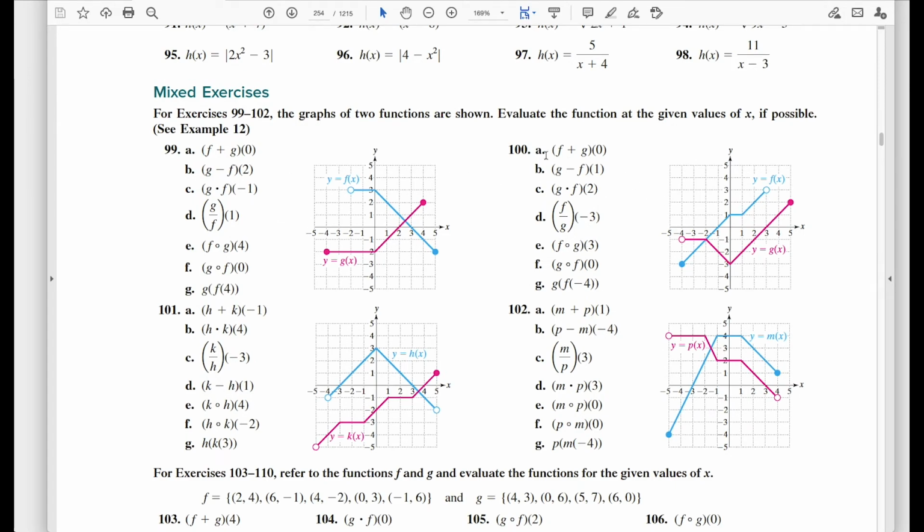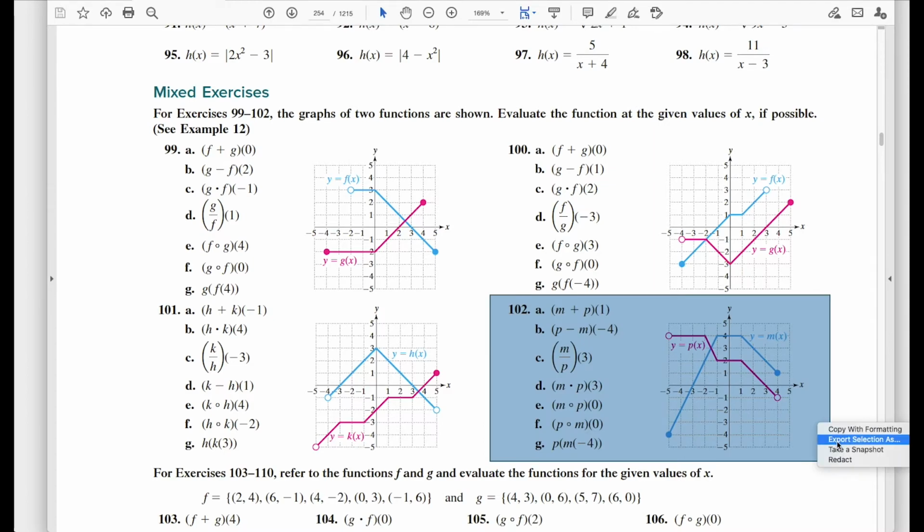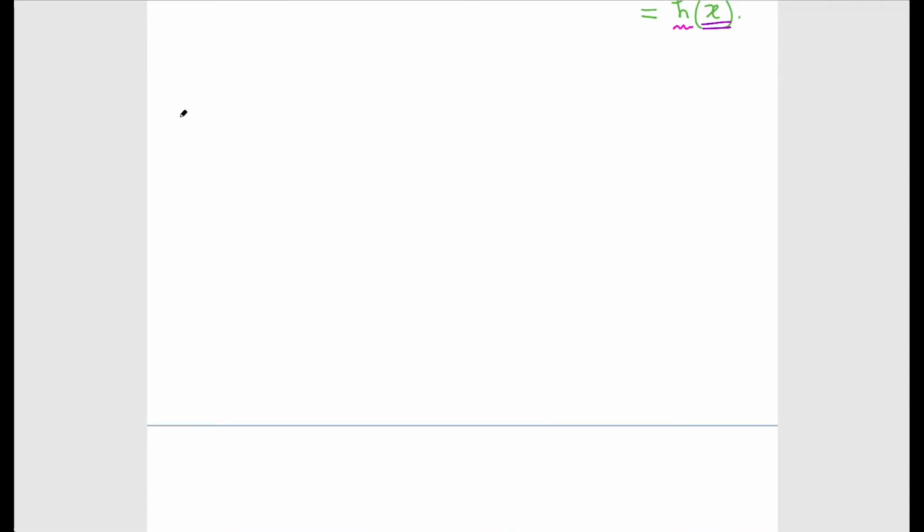Still on the same page, let's do 102. Okay, let's do 102. I'm not going to do all of it. Actually, you know what? Okay, I'll do all of it. So let me take the whole thing as a picture and paste it here.